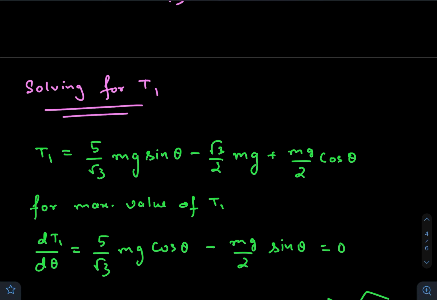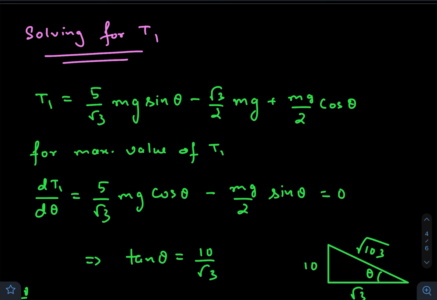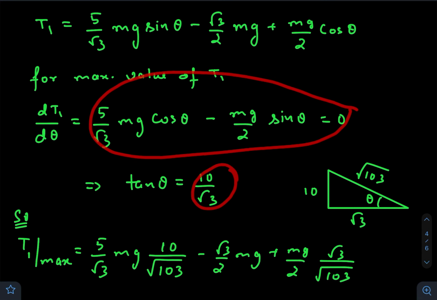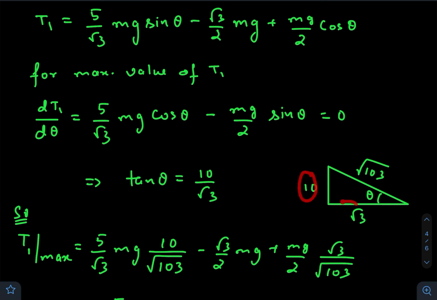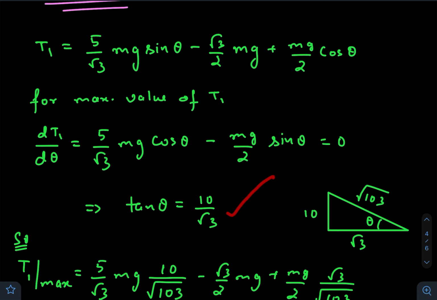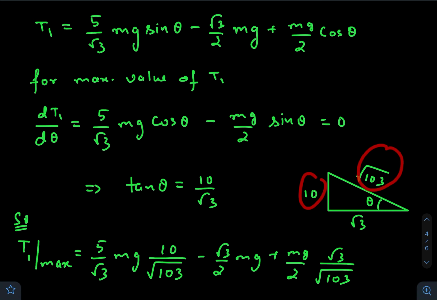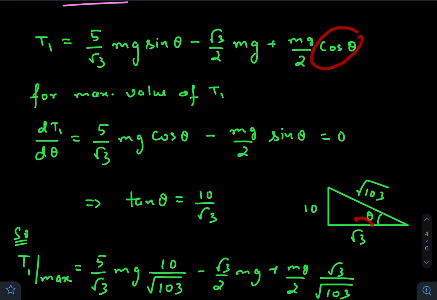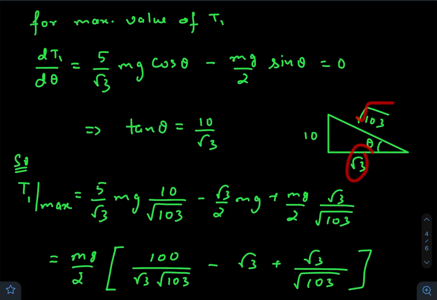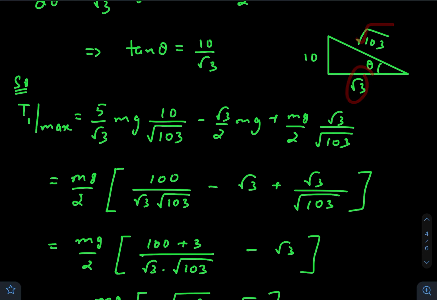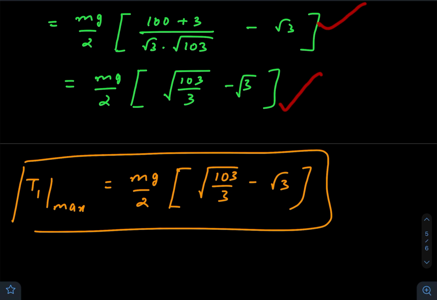We need to find out the maximum value of T1, so just differentiate the equation with respect to theta. You will get something like this. You will get tan theta equals 10 by root 3. So sin theta is 10 by root over 103 and cos theta is root 3 divided by root over 103. Just put the values in this equation, solve it, and you will get your desired maximum value of T1.